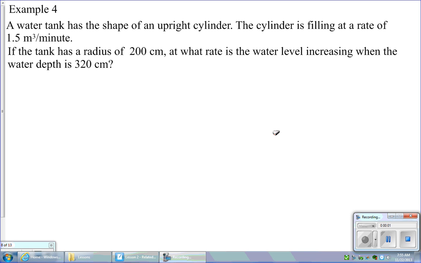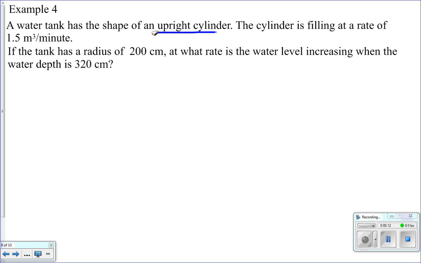Right, so this is an example where we are filling a water tank in the shape of a cylinder with water. So let's start off by reading this question here. It says a water tank has the shape of an upright cylinder. The cylinder is filling at a rate of 1.5 meters cubed per minute. So that is the rate at which my volume is changing with respect to time, which is in minutes.